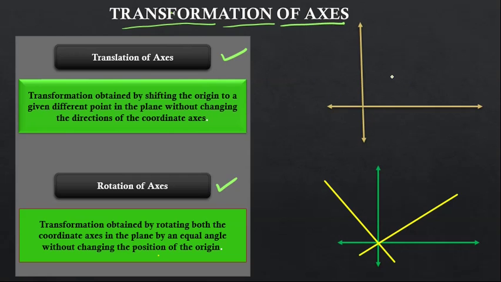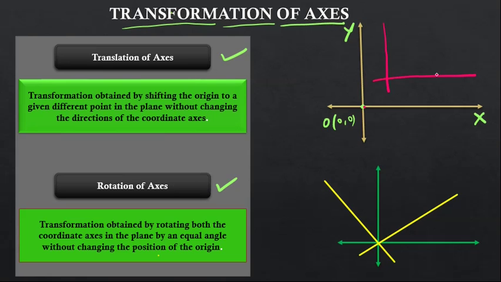Here translation means, we all know this is a coordinate axis and we will name it as x, and this is the y axis, and the point of intersection is nothing but the origin, that is 0 comma 0. Now translation of axis is nothing but shifting this origin. Presently the origin is here. Now what we'll do, we'll shift this origin to a new location in the plane.